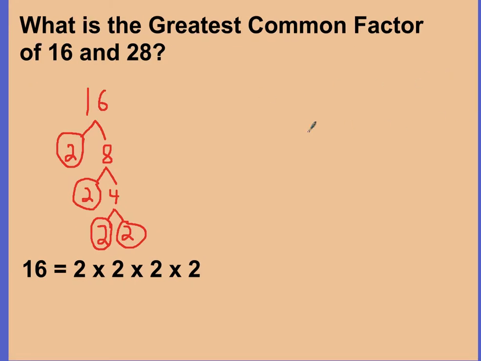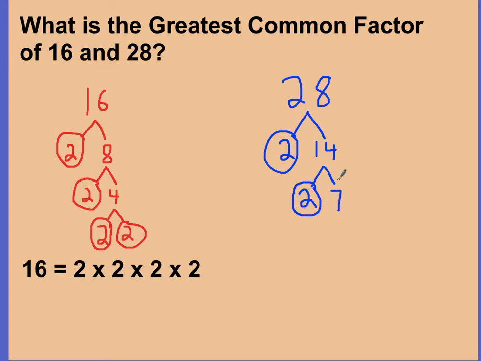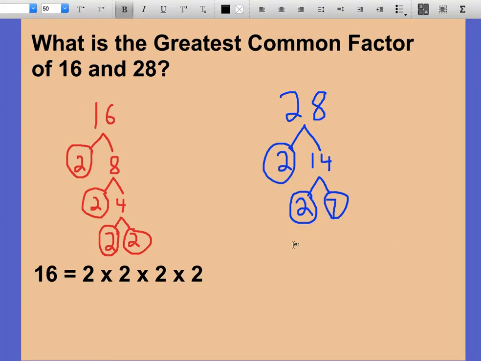All right, so let's go ahead and do the same thing for 28. For 28, again, it's an even number, so I can divide by 2. That's a good strategy to start with sometimes. So 2 times 14 would be 28. For 14, 2 times 7 would be 14, so I can use 2 and 7. 2 and 7 are both prime, so we circle both of them. Now I'm going to write my prime factorization for 28. So 28 equals 2 times 2 times 7.